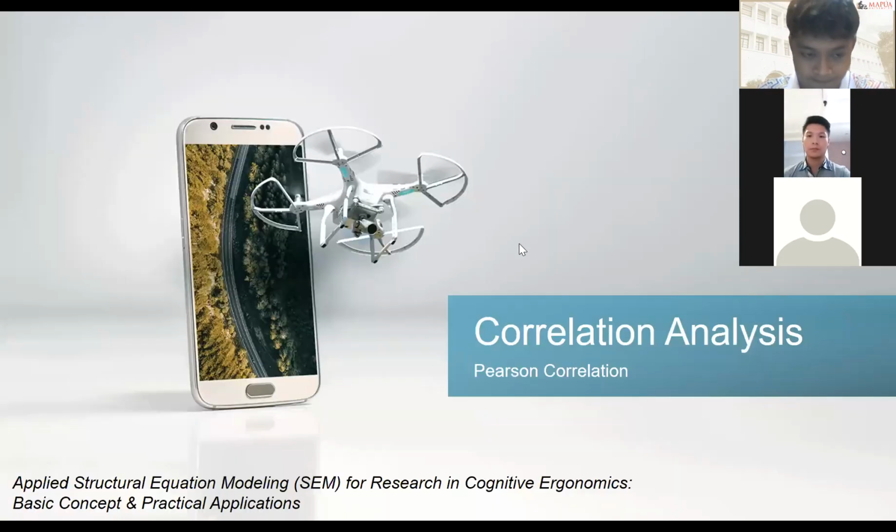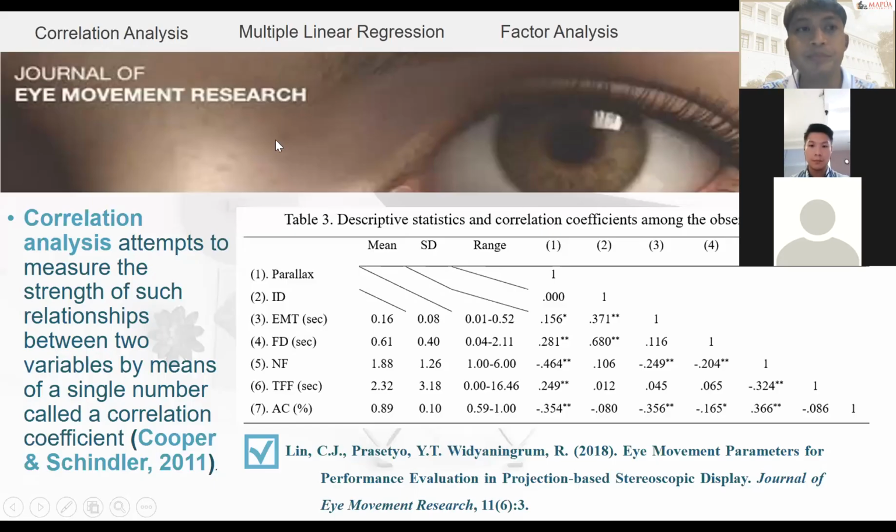Now, sorry, this is actually the correlation analysis. This is one of my publications about the eye movement, the movement of the eye. I use it because my specialty is human factors and ergonomics. I published several papers with the eye movement.